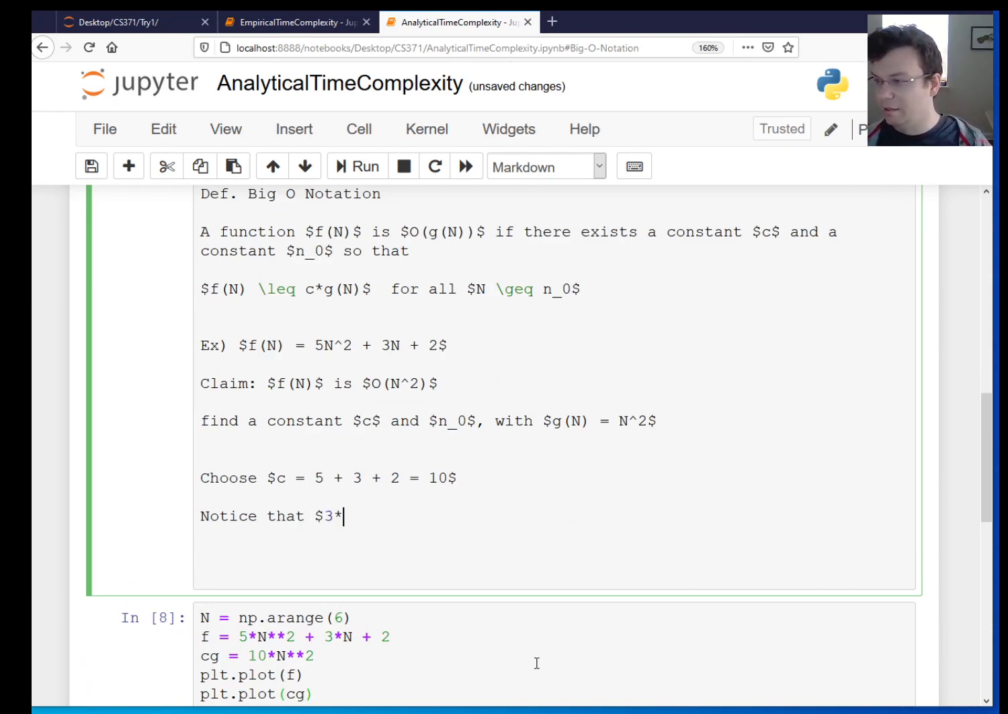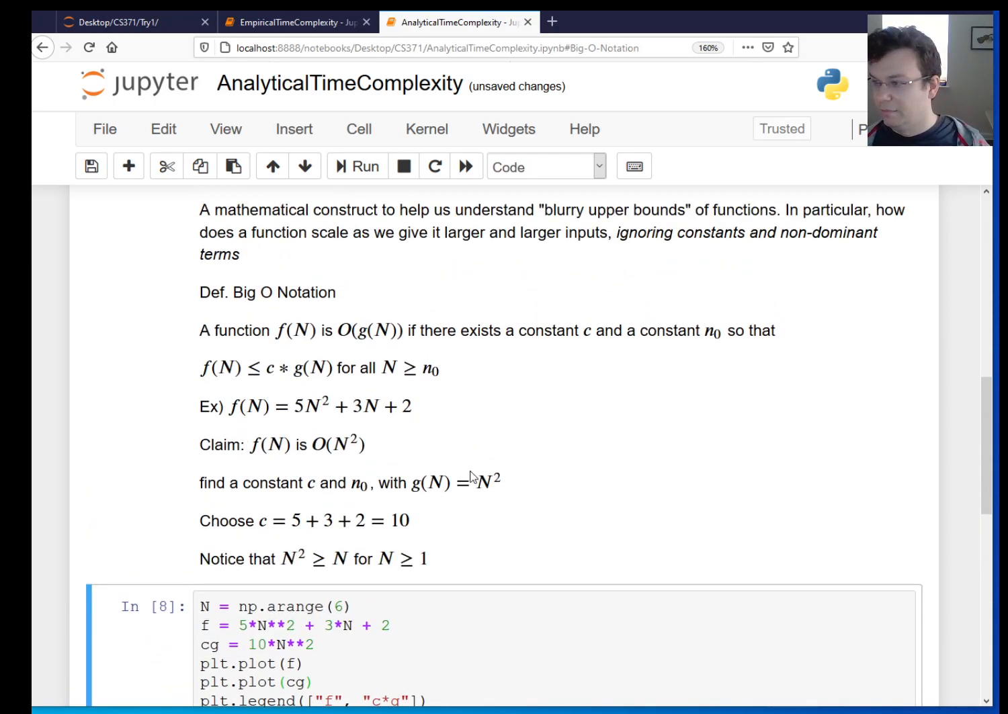So what we notice is that n squared is greater than n for n greater than or equal to 1. Or actually, sorry, what we're trying to prove is greater than or equal. So n squared is greater than or equal to n for n greater than or equal to 1. That's definitely true, right? If I have 2 times 2, that's 2 squared, I have 2 factors of 2. So that's definitely going to be greater than 2. 3 times 3, I've got 2 factors of 3. That's definitely going to be greater than 3. Okay, so that's true.